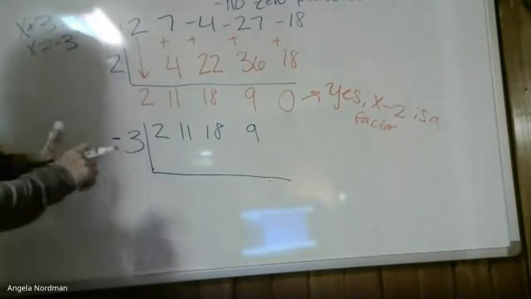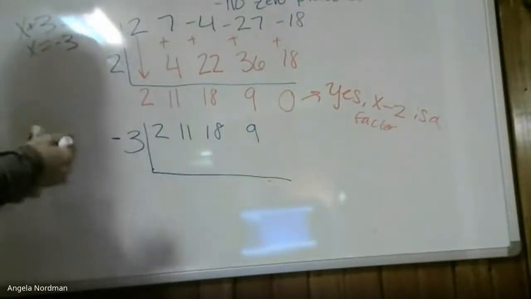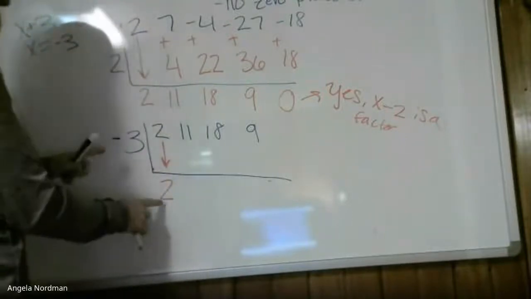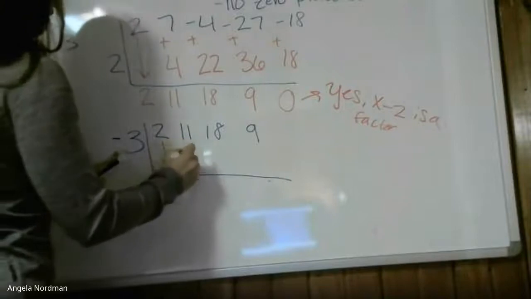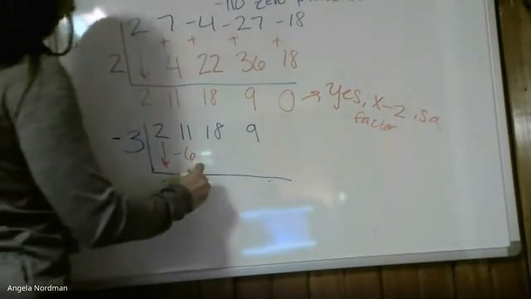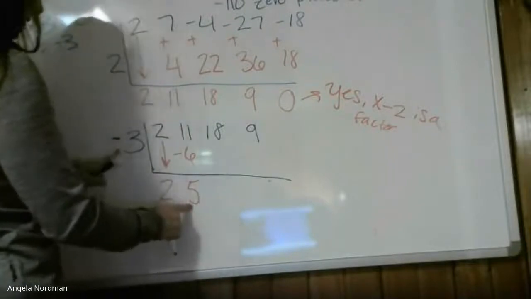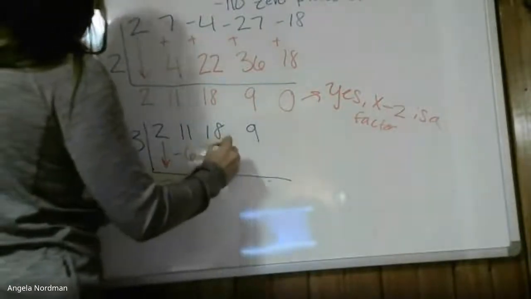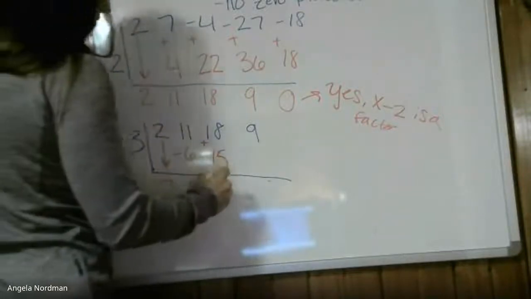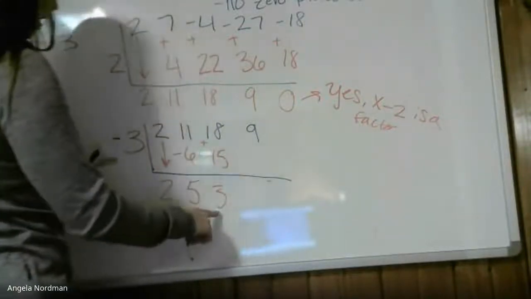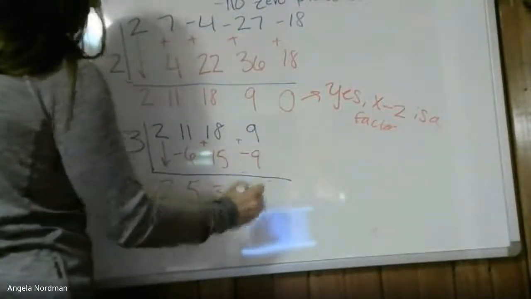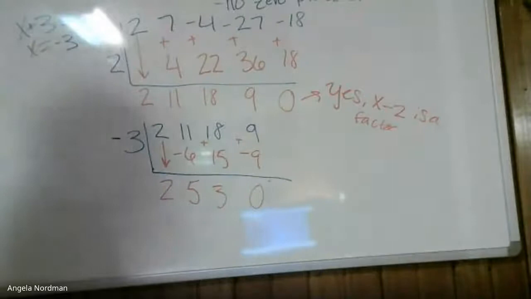So I start off by dropping down this first 2. 2 times negative 3, negative 6. Okay, we go ahead and we add those up. We get 5. 5 times negative 3, negative 15. We go and we add those up to get 3. 3 times negative 3 is negative 9. Add those up to get 0.